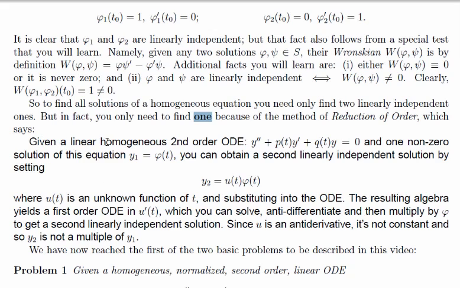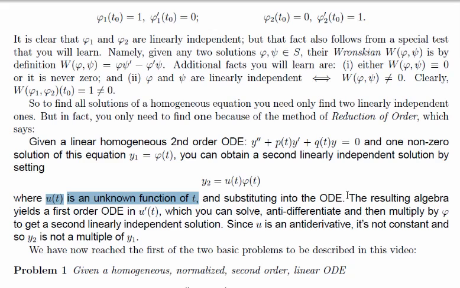It says, given a linear, homogeneous, second-order ordinary differential equation, the usual expression, and if you have one non-zero solution of this equation, say phi, then you can obtain a second linearly independent one by setting y2 to be a function u(t), which you don't know yet, times phi(t).